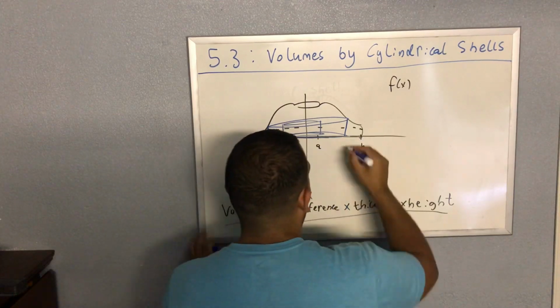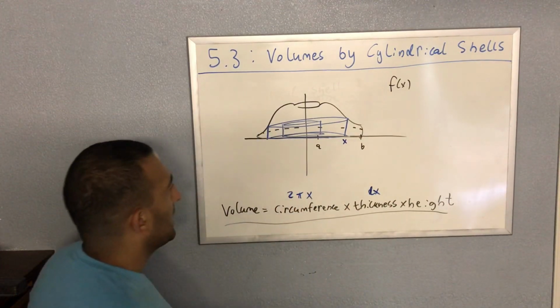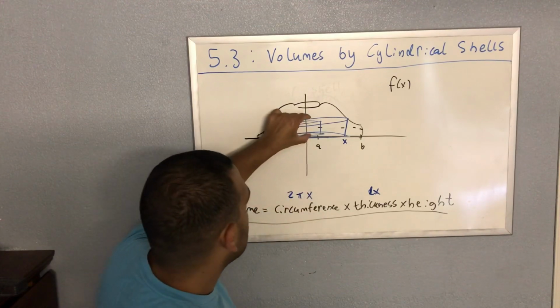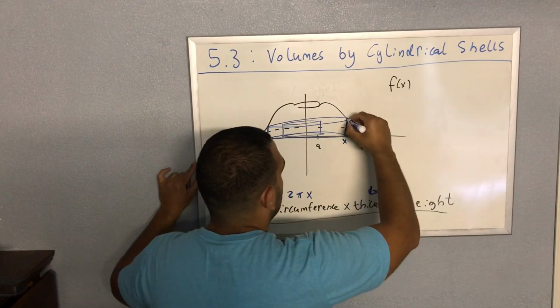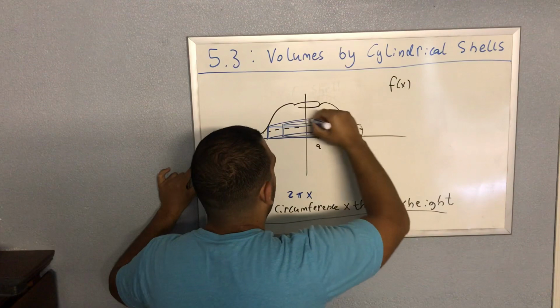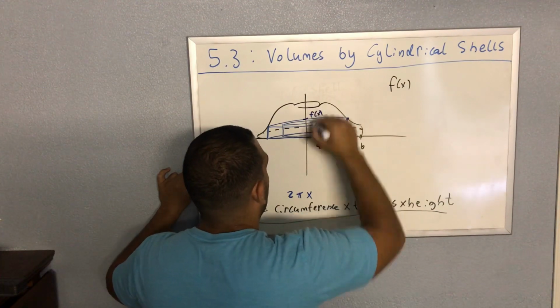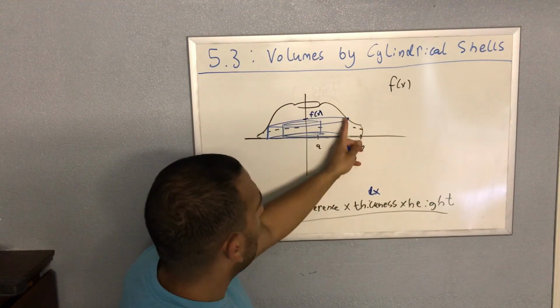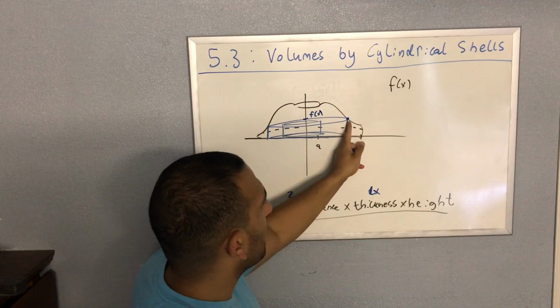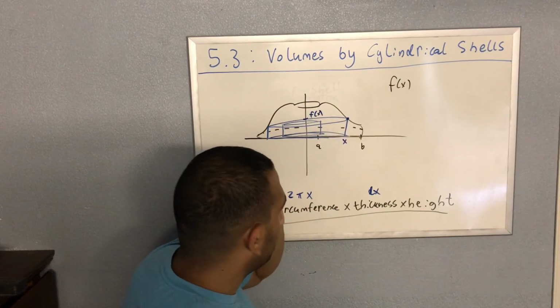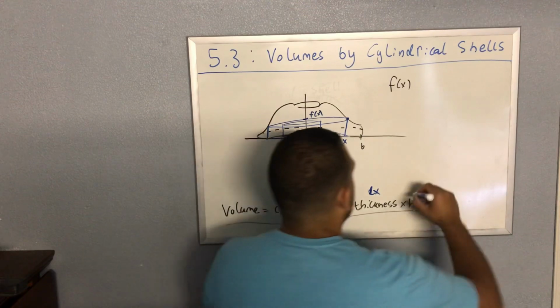Okay, and then this was the point X that we had. So notice that the height of the cylinder is basically how high up you go on the function. It's f of x. If I stick x into the function, how high do you go up to hit the point on the curve? It's f of x units. So the height is f of x.